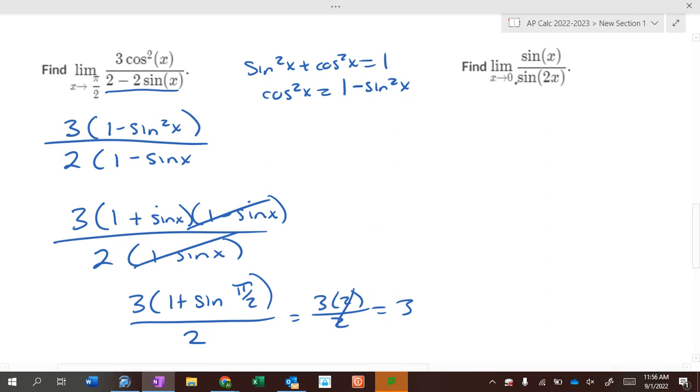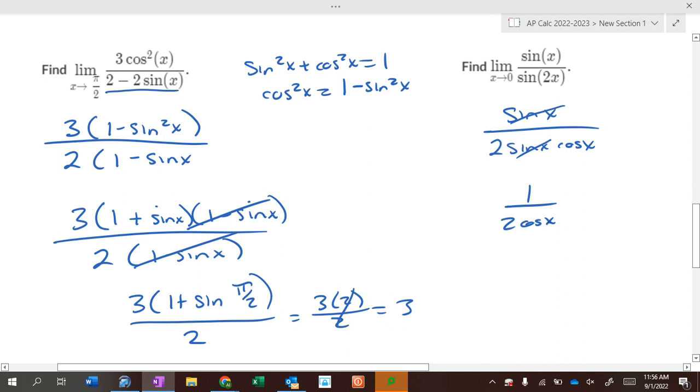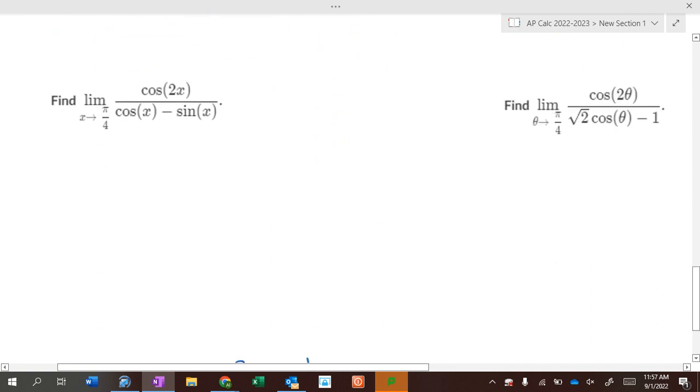Okay. Sine of 2x, what's its formula? 2 sine of x cosine of x. What happens? The sines of x cancel. So it's 1 over 2 cosine of x. What's cosine of 0? 1. So it's 1 over 2 times 1, which is 1/2. Okay?